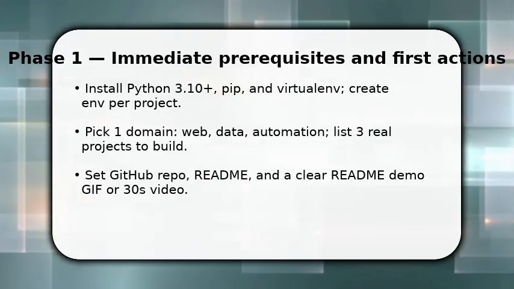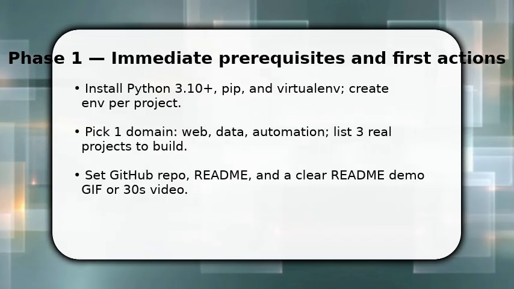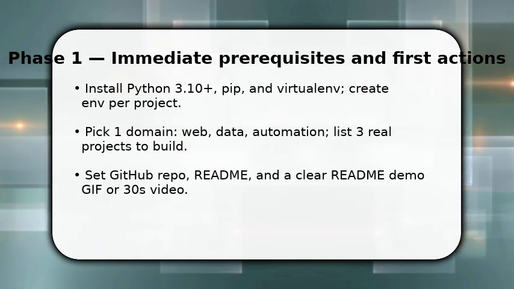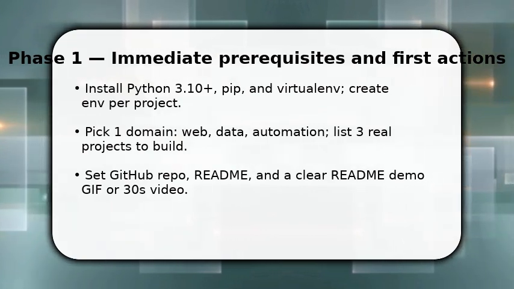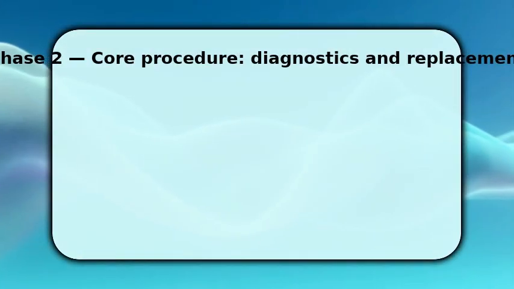Make sure to init a GitHub repo immediately and add a README that explains purpose, setup, and one short demo. A visual or 30-second video sells your work faster. Begin coding small, test often, and commit with clear messages. You now enter the execution phase.